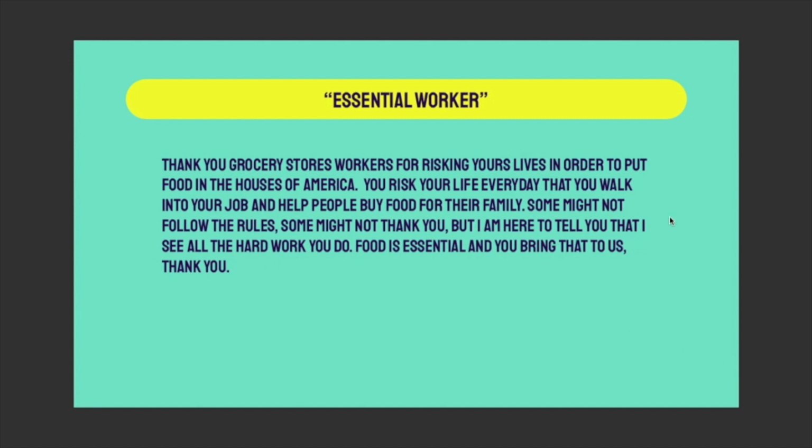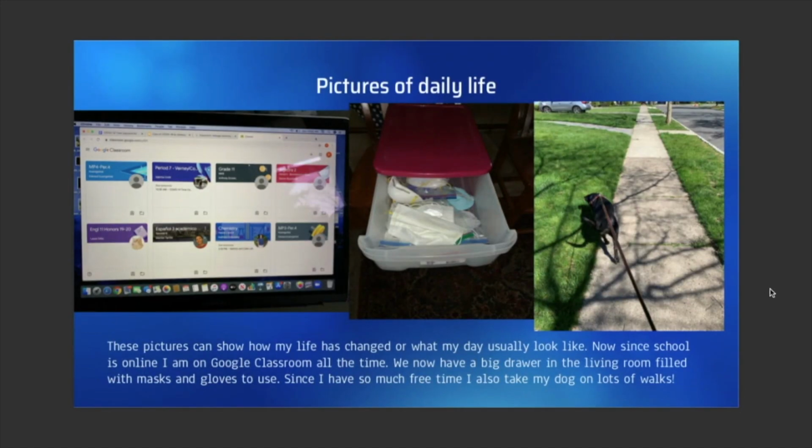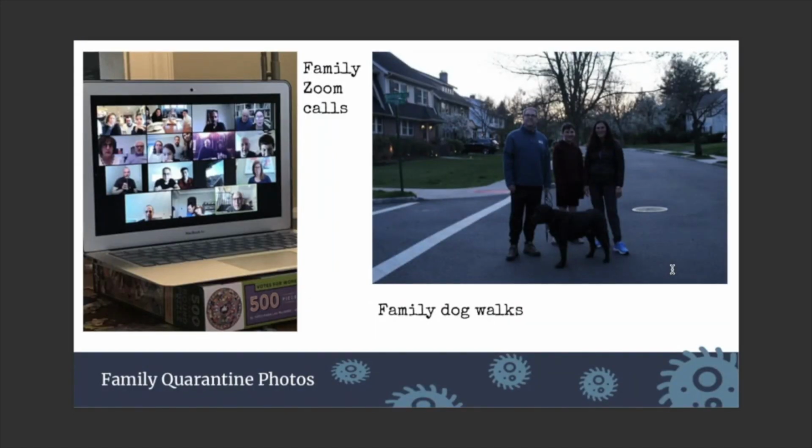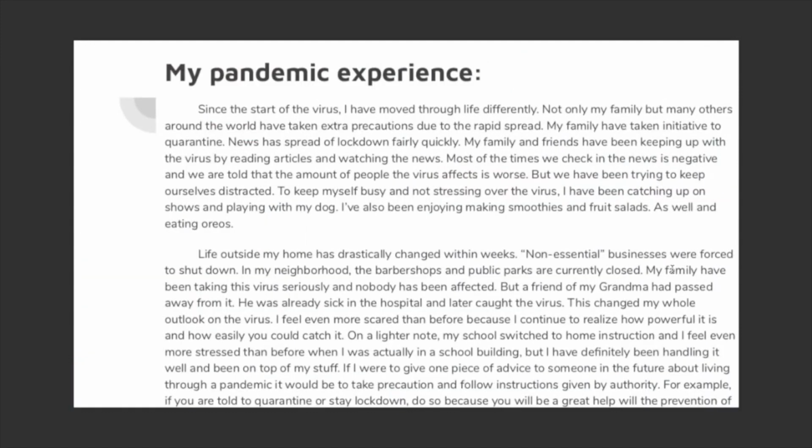Here's an example of a thank you letter, and the student chose to thank our grocery store workers. This student included pictures of their daily life. I thought it was great that they included Google Classroom, our new way of learning, the supplies people have to wear to go out, including their masks and gloves, and how they're spending their time walking. This student included their family Zoom calls and their walks.